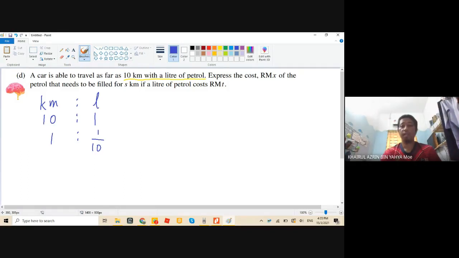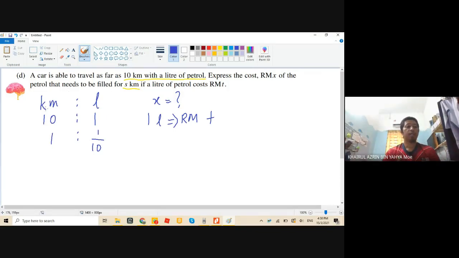For next, okay, we read the question here. Express the cost RMX, meaning the question asks us to find X equal to something. Okay, express the cost RMX of the petrol that needs to be filled for S kilometer, if a liter of petrol costs RMT. So we know that 1 liter equal to RMT. Okay, so we continue here.